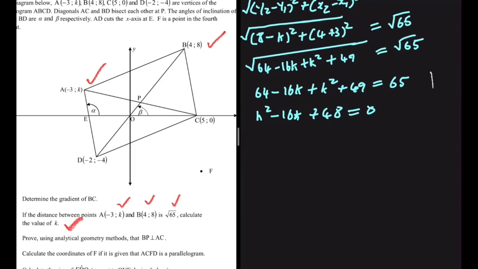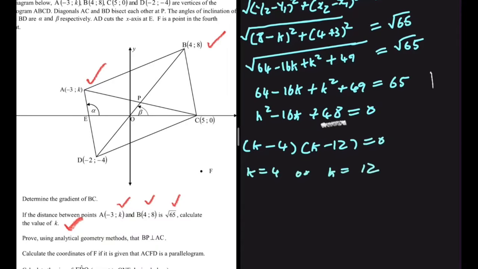Which two numbers do we multiply and get 48, but when we add them, we get minus 16? That is minus 4 and minus 12. So that is to say that k minus 4 multiplied by k minus 12 is equal to 0. So it's either k is equal to 4 or k is equal to 12.